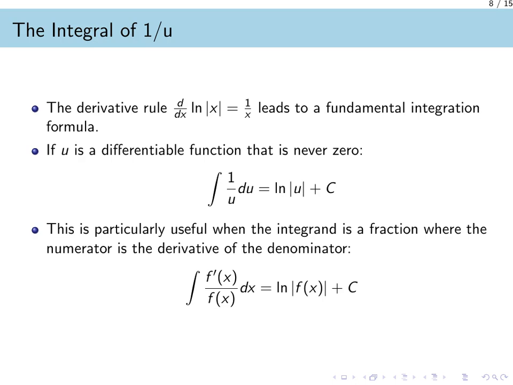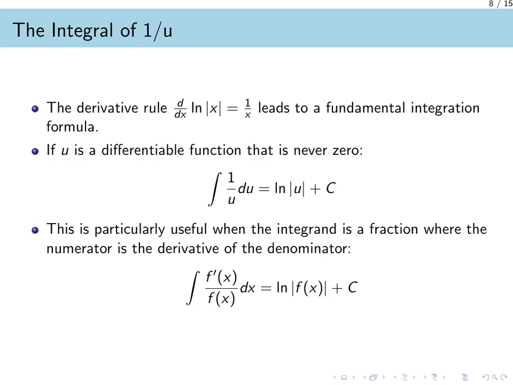Now that we know the derivative of the natural log, we can reverse the process to get a powerful new integration rule for a whole class of functions. Since the derivative of the natural log of the absolute value of x is 1 over x, it follows that the integral of 1 over u with respect to u is the natural log of the absolute value of u, plus an integration constant c. This leads to a very useful pattern.